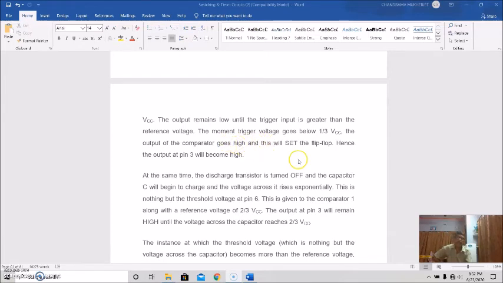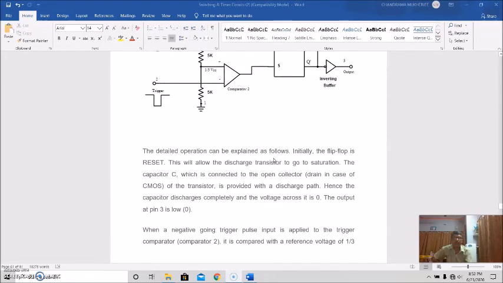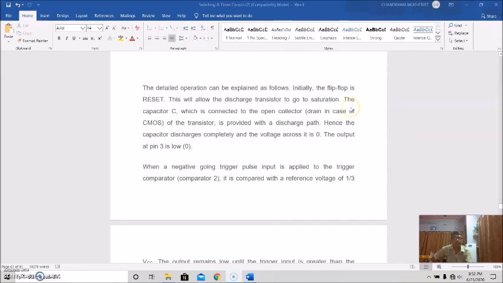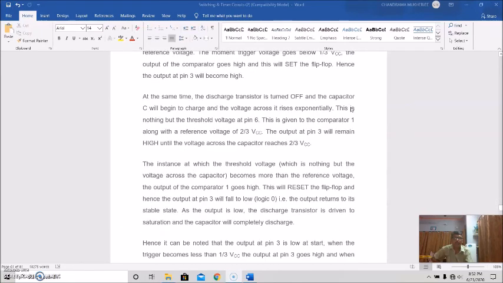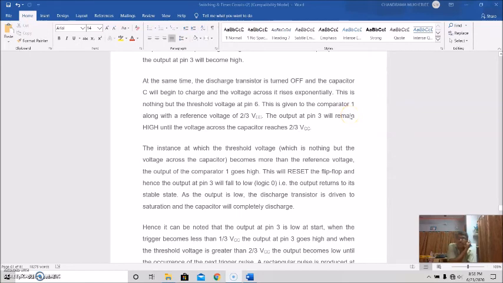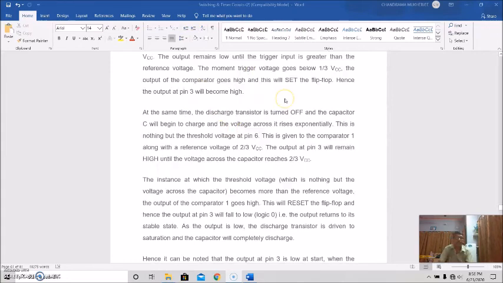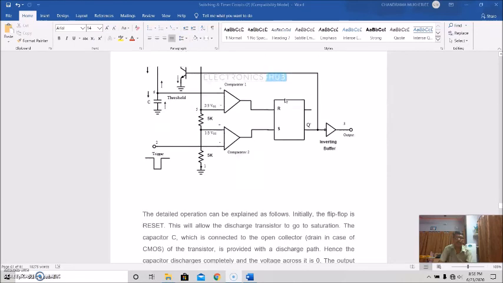the flip-flop. Hence, the output at pin 3 will become high. This output will be high. At the same time, the discharge transistor is turned off, and the capacitor C will begin to charge, and the voltage across it rises exponentially.